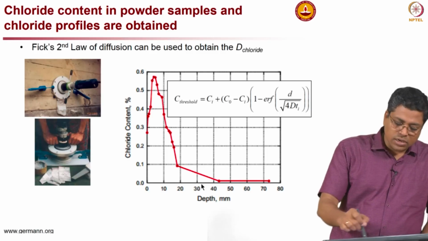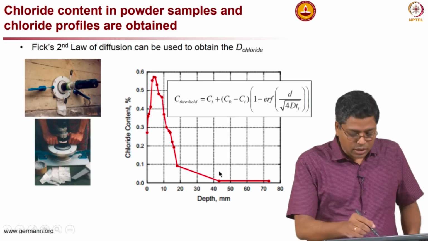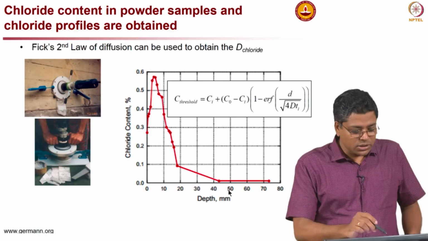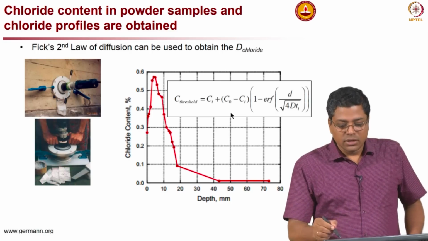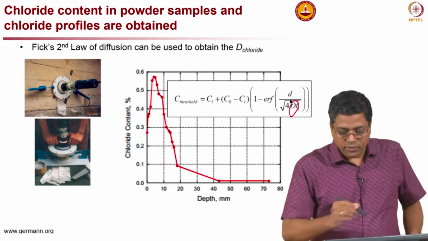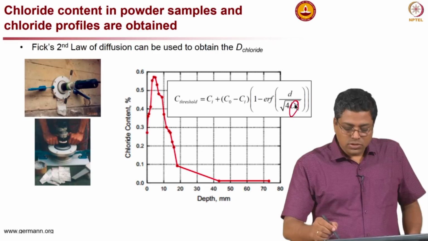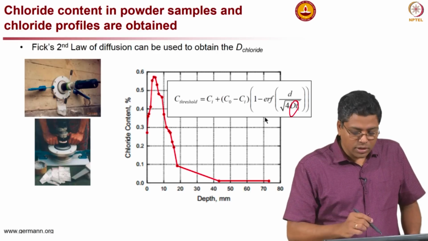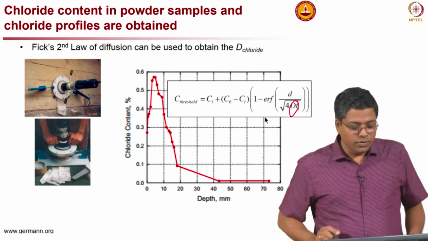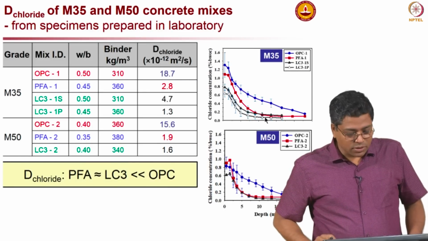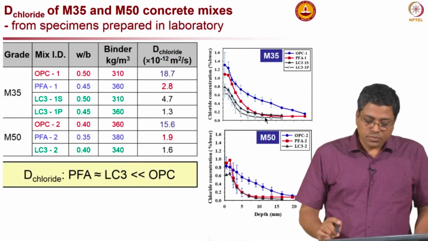You fit the data which you collect to the Fick's second law equation, and then you determine this value here, the diffusion coefficient, because you know the time at which you are collecting the data. So, you can fit it and then find exactly what the diffusion coefficient is. And now this is some example which we did in our lab.